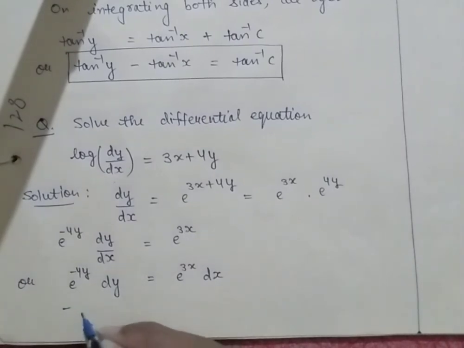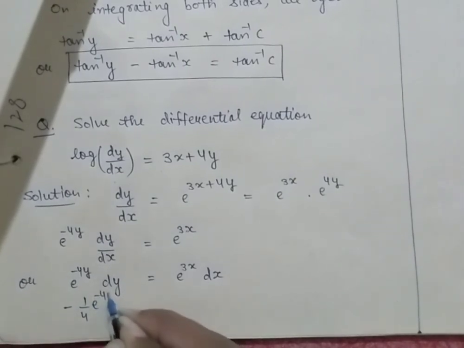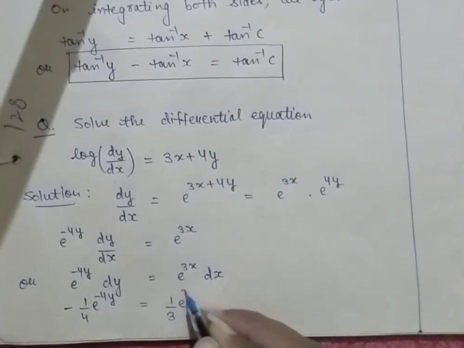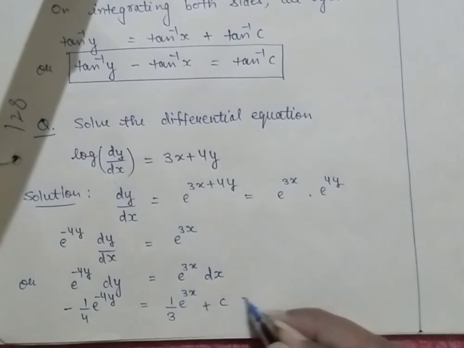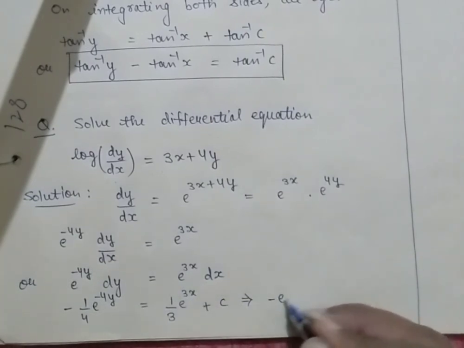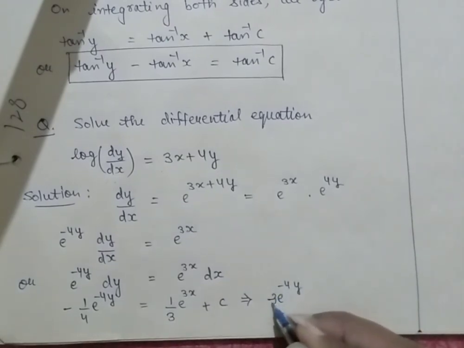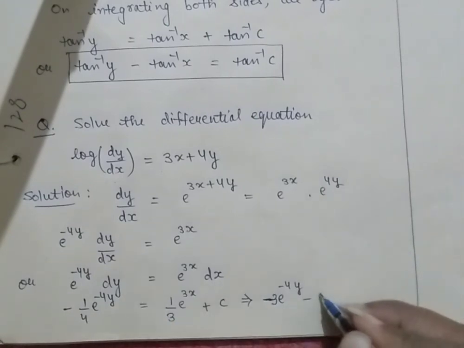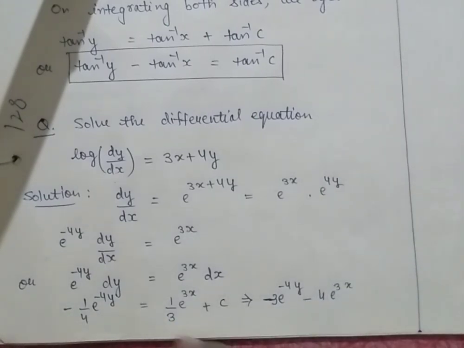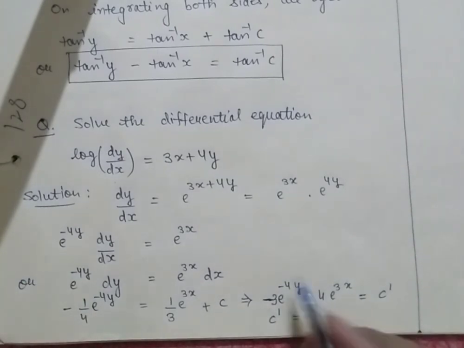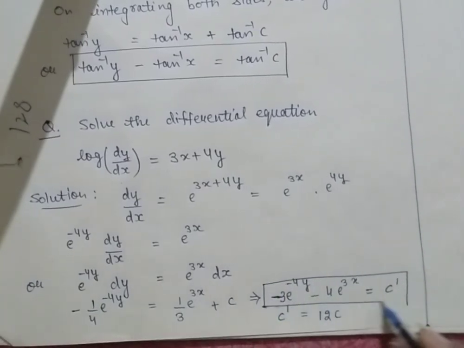On integrating both sides, we get minus 1 by 4 e raised to the power minus 4y is equal to 1 by 3 e raised to the power 3x, plus a constant would be added. Or this implies minus 3 e raised to the power minus 4y minus 4 e raised to the power 3x. If we take the LCM on both sides and write 4 e raised to the power 3x here, then the equation becomes like this, and this is equal to some c dash, where c dash is the integration constant and c dash is 12c. So this is the general solution of the differential equation.